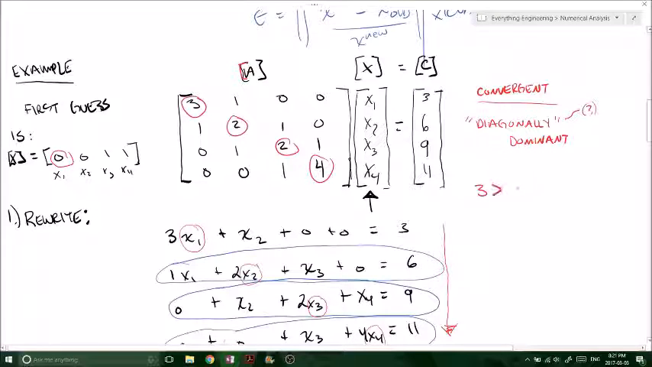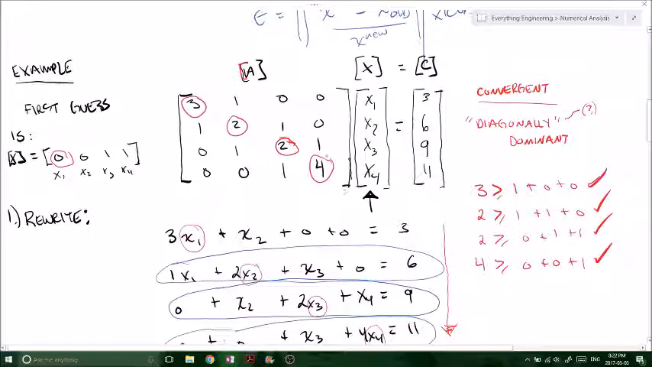So 3 has to be greater than 1 plus 0 plus 0. 2 has to be greater, we can say greater or equal than 1 plus 1 plus 0. 2 has to be greater than or equal than 0 plus 1 plus 1. And then the last one is 4 has to be greater or equal than 0 plus 0 plus 1. Okay, so we can see in this case this is true. 2 is greater or equal than 2. 2 is greater or equal than 2. And 4 is greater or equal than 1. So we can now say that this matrix will converge because it is diagonally dominant.